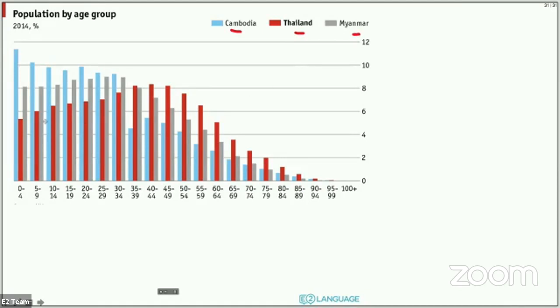Okay, fine. So let's look at 0 to 4. We can see that Cambodia is at about 11%. Thailand is at about 5%. And Myanmar is at about 8%. Okay, but we can't really do that. What we need to do, because we can't compare that in a sentence here, then a sentence here, and then a sentence here, because it's going to be way too long and we're going to write about 400 words. That's not possible.